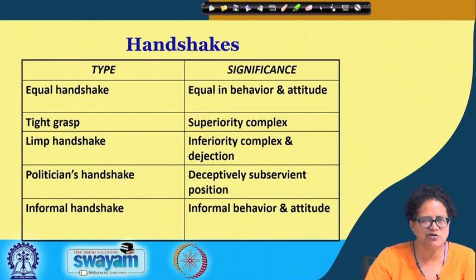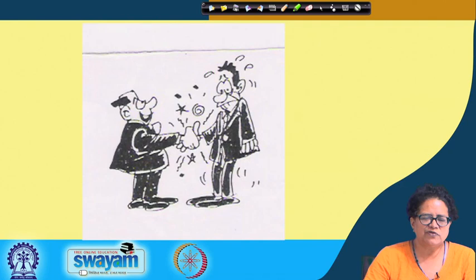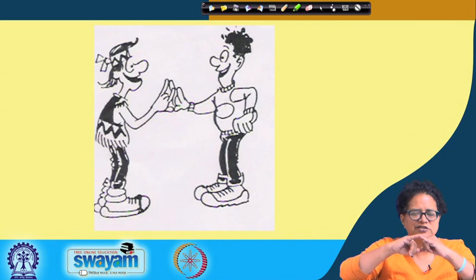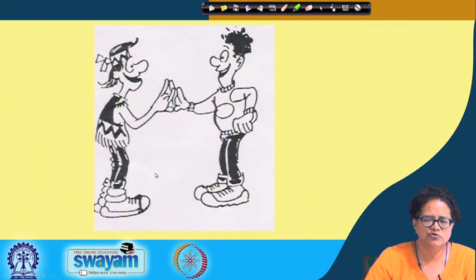This is the equal handshake. This is a picture of a limp handshake. This is a picture of an excessively tight handshake of somebody who has a superiority complex. This is a picture of the informal handshake. We children are used to playing these games, that when we touch this, then we do like this, and finally we shake the hand. So it's showing a kind of informal attitude between two young people.